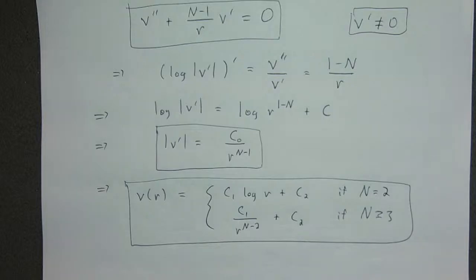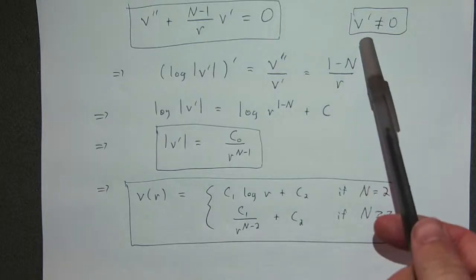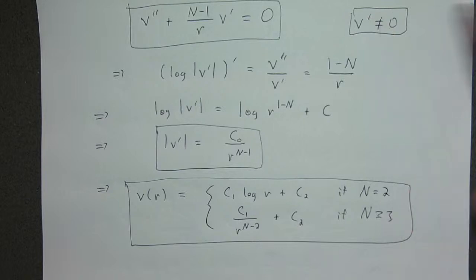Now, you can just check that if actually this had occurred at any single point, then that would have led to a constant solution. And so this assumption that v prime is not 0 anywhere in this expression is fine. So we have found all of the possible radial solutions.